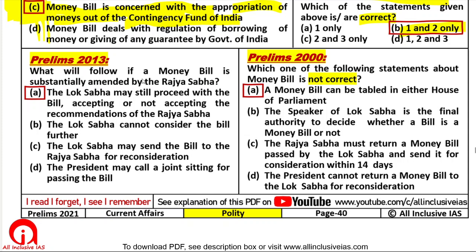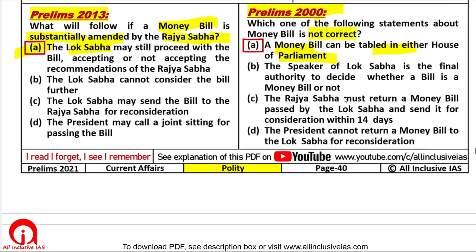Prelims 2013. What happens if a money bill is substantially amended by Rajya Sabha? UPSC is trying to confuse you by using the word substantially amended. It doesn't matter whether the amendment is small or large. Lok Sabha is free. Lok Sabha can proceed with the bill. It doesn't matter what the Rajya Sabha has said. So option A is correct. Prelims 2000. Incorrect statement. Money bill can be tabled in either house of parliament. No, money bill can be tabled only in the Lok Sabha.